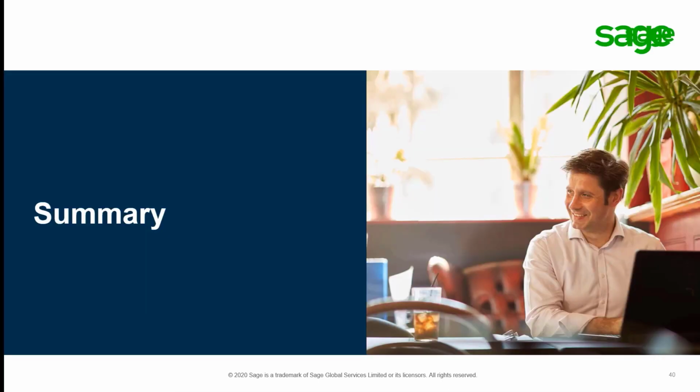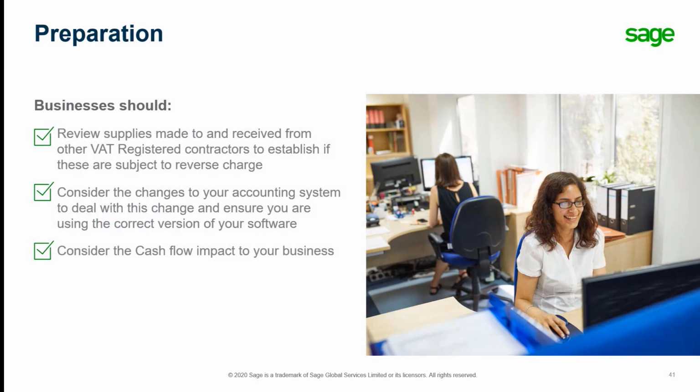So that now brings us to the summary for today's session. First of all, in terms of preparation, businesses should review the supplies that are made to and from other VAT registered contractors and establish whether these are subject to reverse charge. You'll need to consider changes to your accounting system, so make sure if you're using Sage 50 Cloud accounts that you're using version 26 or above. And also consider the cash flow implications to your business.